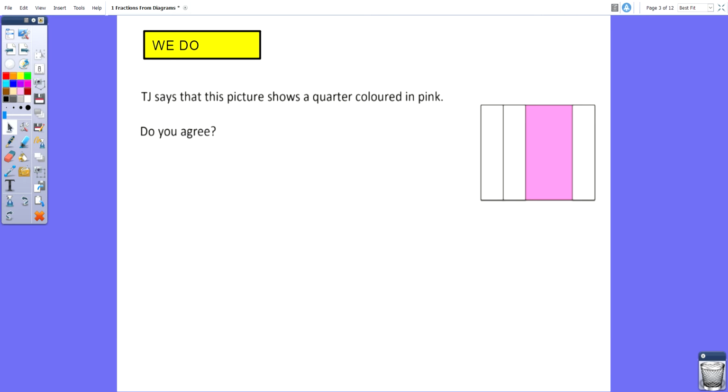Right, so the first thing we're going to look at is a diagram. One part of the diagram is coloured in pink and the other parts are white. So TJ says that this picture shows a quarter coloured in pink. Now have a think to yourself, do you agree with this statement? If you do agree and you think a quarter is pink, why do you think that's correct? What makes it a quarter pink? If you don't agree, why don't you think it's correct? What makes it not a quarter pink? What is a quarter pink if you don't agree?